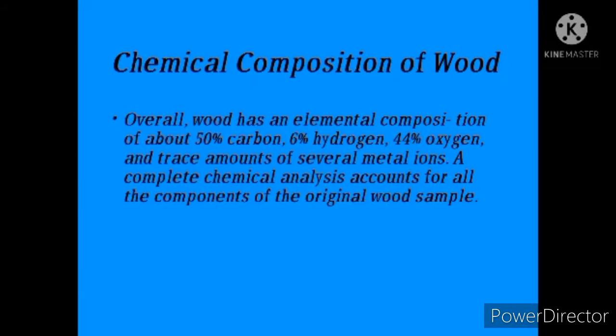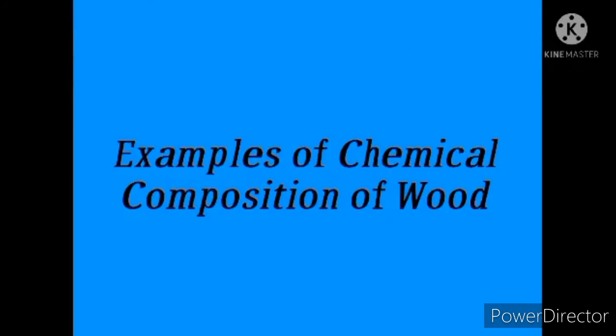Good day everyone, I am Irami Polina from BSF2A and we will tackle my topic, which is the chemical composition of wood. Overall, wood has an elemental composition of about 50% carbon, 6% hydrogen, 44% oxygen, and trace amounts of several metal ions. A complete chemical analysis accounts for all the components of the original wood sample.